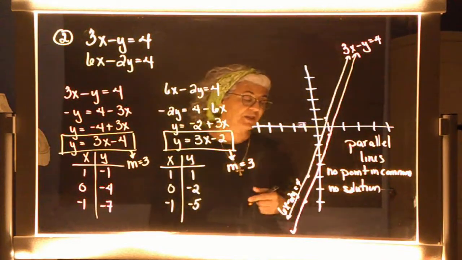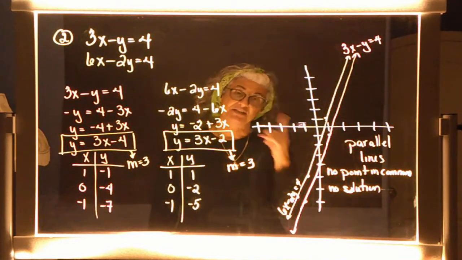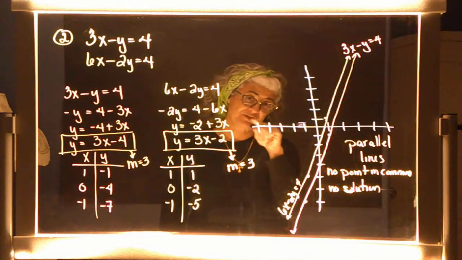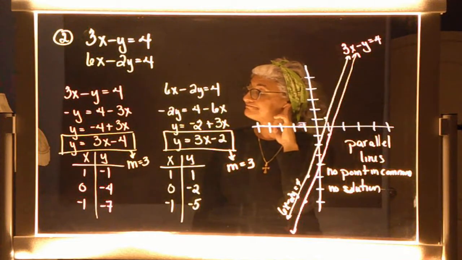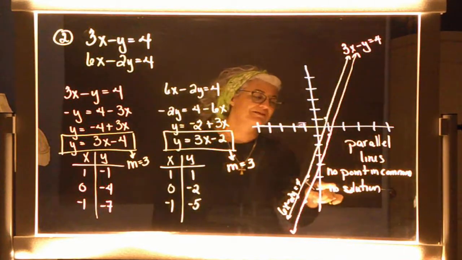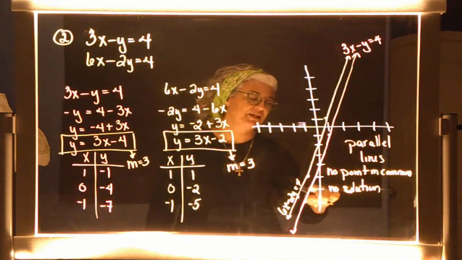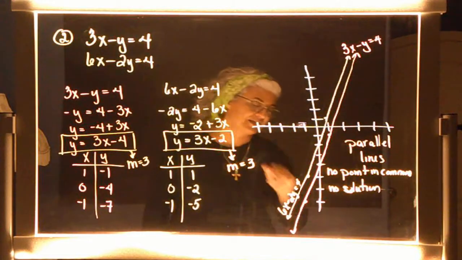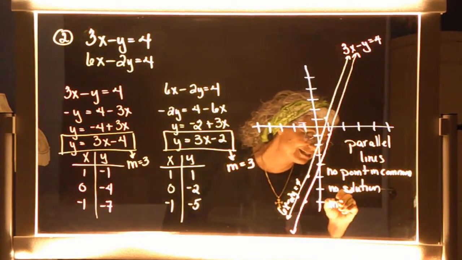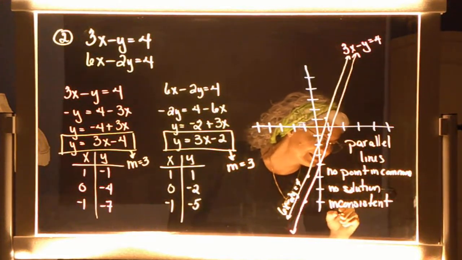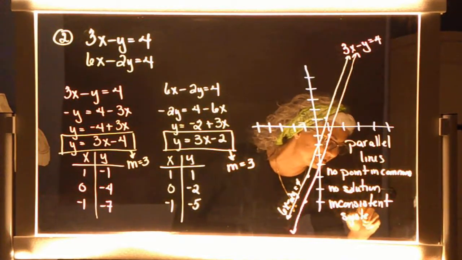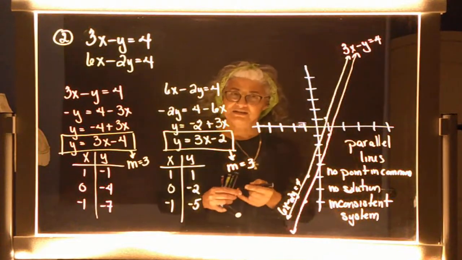So be it. By the way, the last problem that actually had a point of intersection, that was called what kind of system? Consistent. This one, there's no point in common, there's no solution. This one is inconsistent. This is an inconsistent system. Does that make sense?